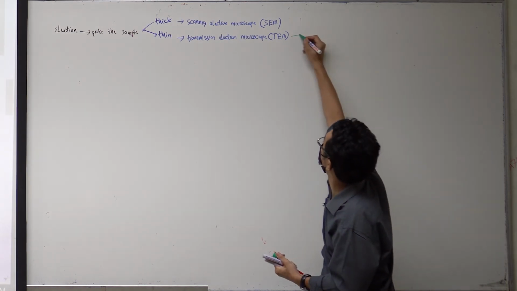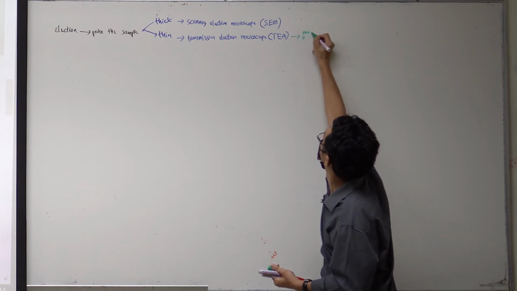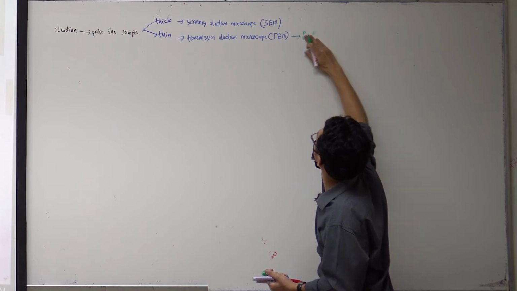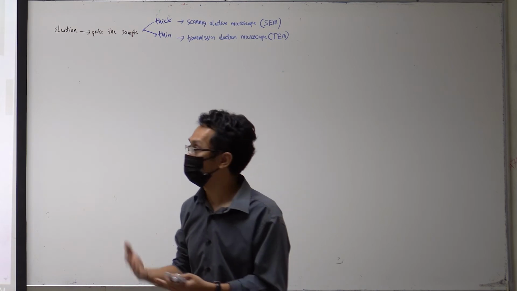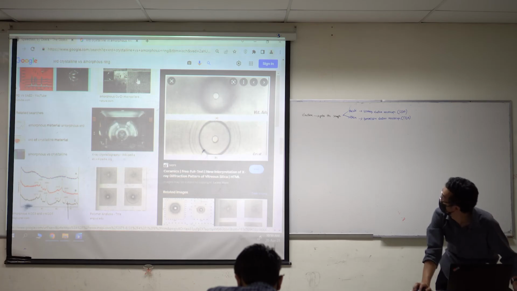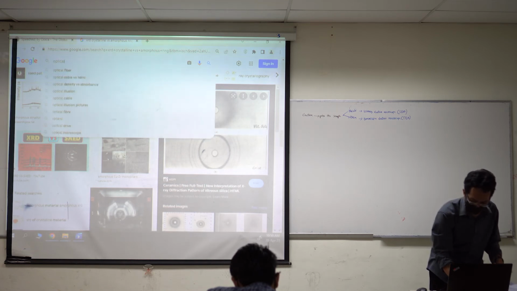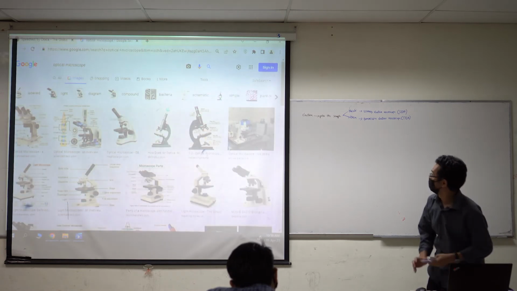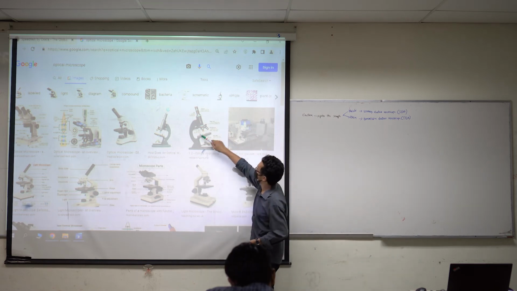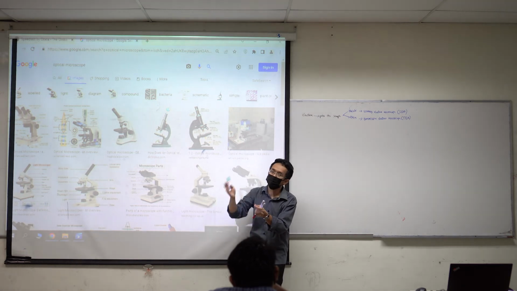It's more like the normal microscope. If you use an optical microscope, which you have used during your lab 1, in order to use this microscope, as you can see here, you need to put on the slide, and then you need to put a cover slide.